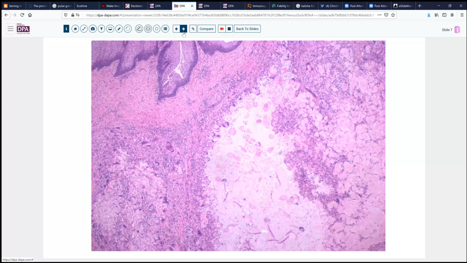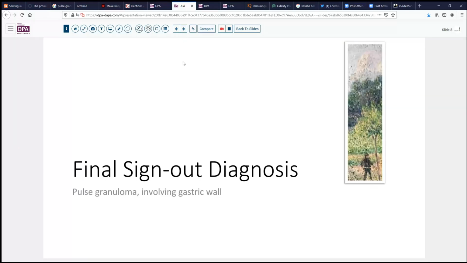So that's our brief case today, a little pearl. Final sign-out diagnosis is pulse granuloma involving the gastric wall and not a GI stromal tumor.